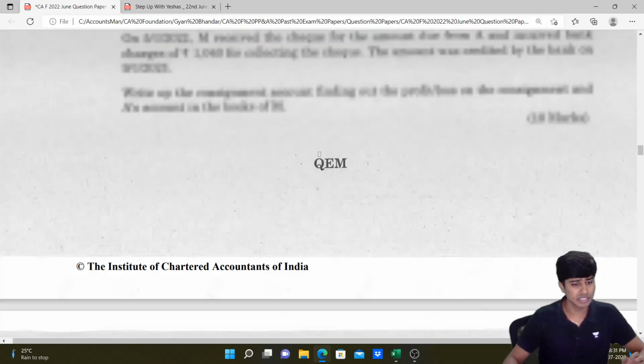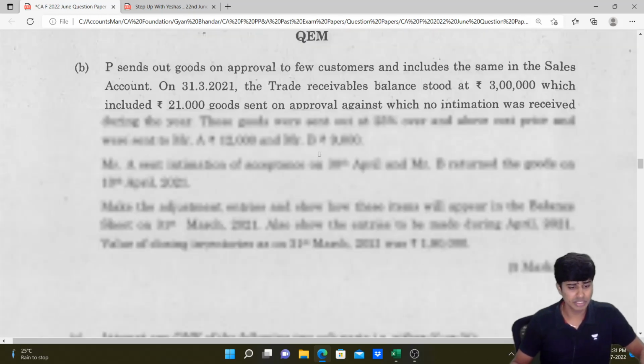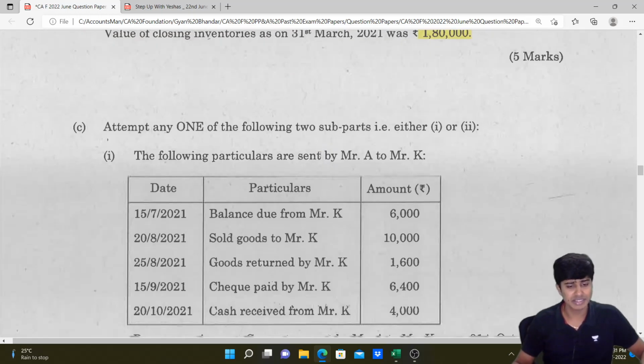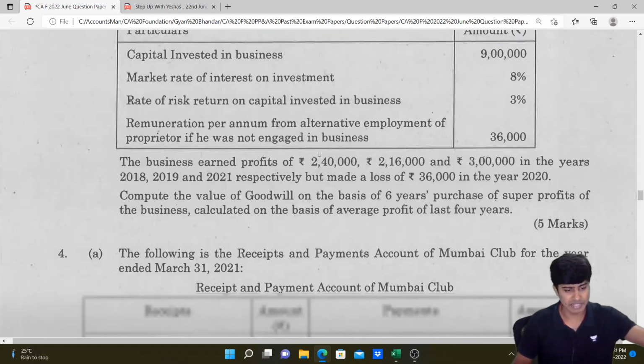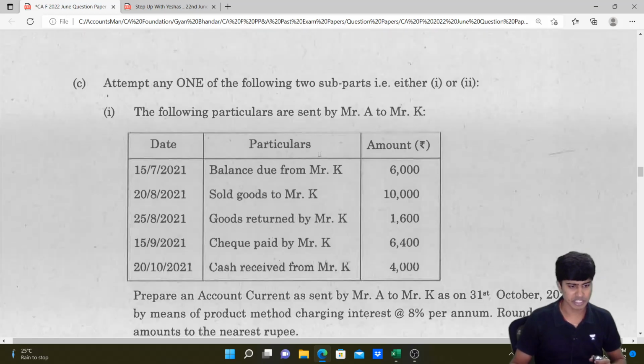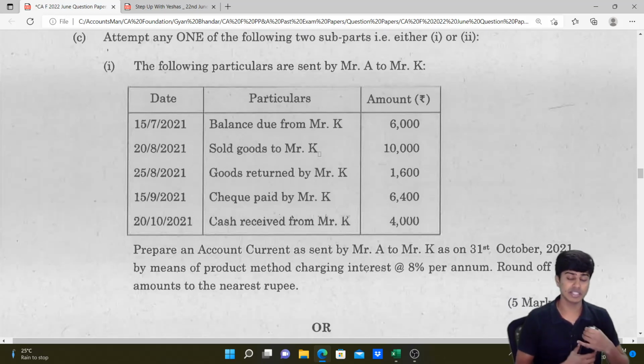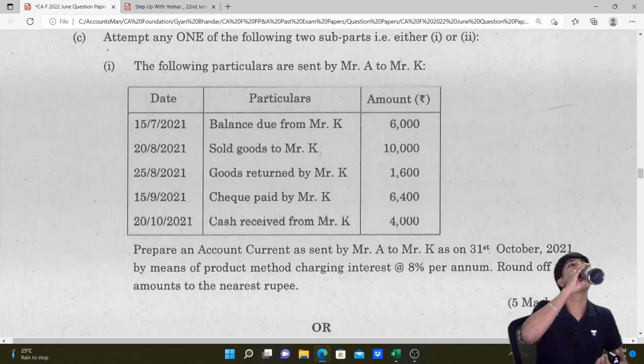So we're done with 3A, 3B. Let's see 3C. 3C may have option. Either you can attempt the first part or the second part. Let's see one after the other. Let's see the first part now. The following particulars are sent by Mr. A to Mr. K.